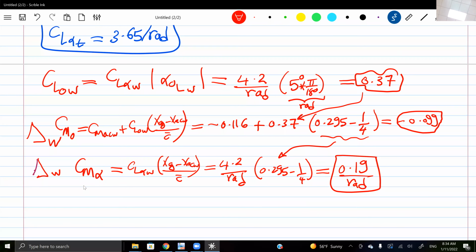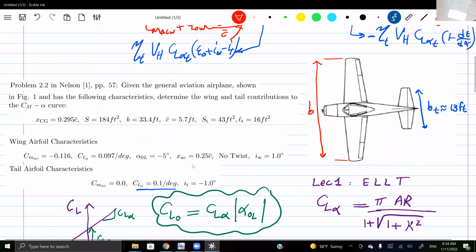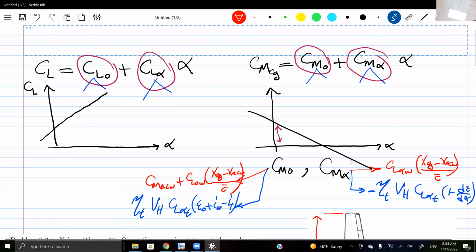And I'm going to ask you, so this is Cm alpha for the entire airplane. I don't have a subscript here, all right? But for the entire airplane, a part of it comes from the wing and a part comes from the tail. Cm alpha is the slope of this line. Do we want it to be positive or negative?